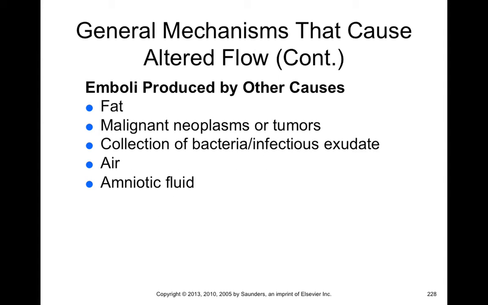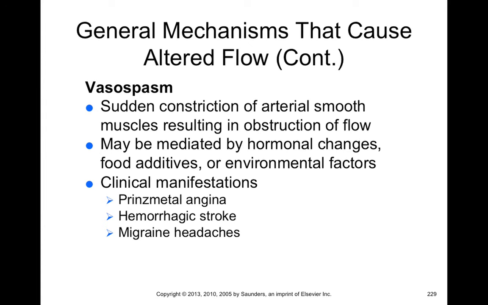Now, emboli can be made of things like fat, neoplasms or tumors, collections of bacteria, air, and even amniotic fluid. So it's important to make sure that these things don't accumulate because these can turn into emboli, which can lead to things like pulmonary embolisms or basically ischemia elsewhere in the body.